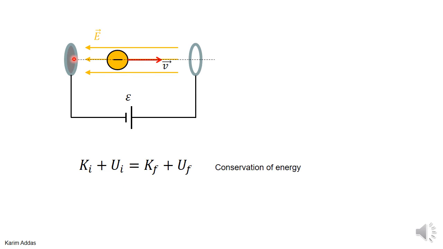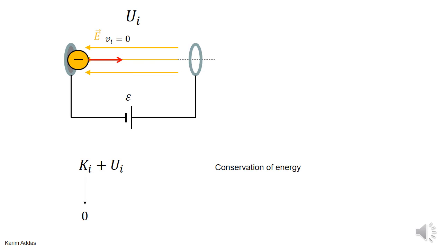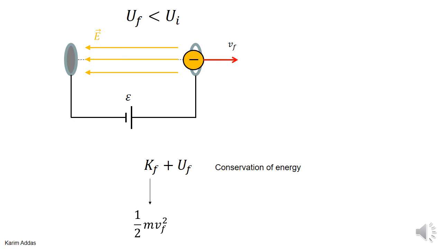So the initial kinetic energy and the initial potential energy when the charge is at this point, is equal to the final kinetic energy plus the potential energy of the system when the charge is at this point. And so the initial kinetic energy is zero. Let's say the charge starts out at zero speed here. The final kinetic energy is actually what we want, which is half mv squared.